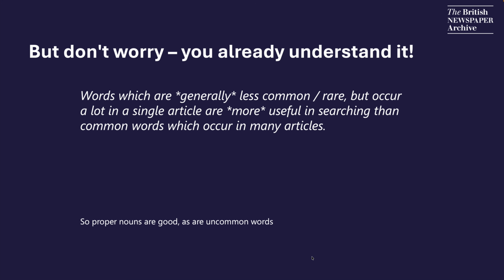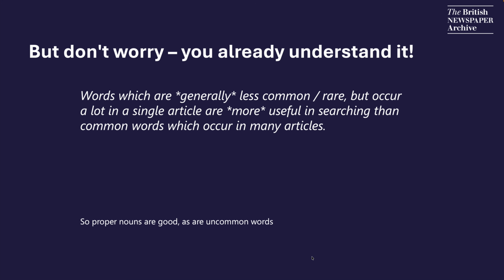So, proper nouns, for example, we'll talk about searching for information around the Battle of Rorke's Drift later. Rorke's Drift is great because it's a very specific proper noun. It doesn't appear very often in the archive, but suddenly when there are a bunch of articles about what happened at Rorke's Drift, it appears many times in each article. So it's a great discriminatory word.